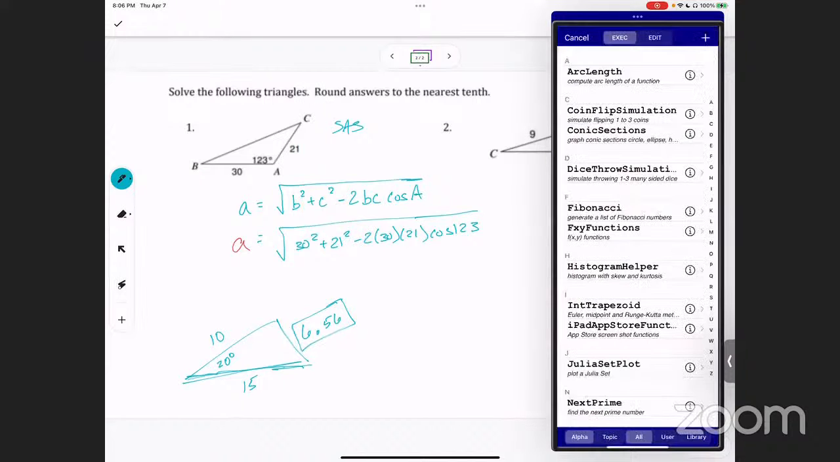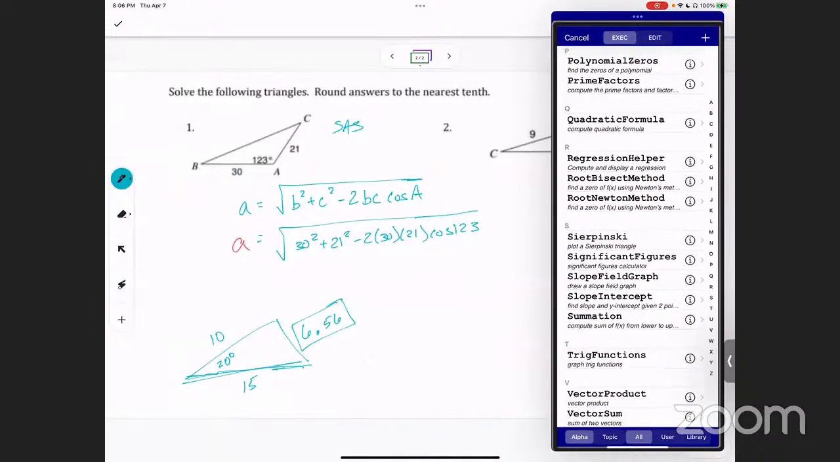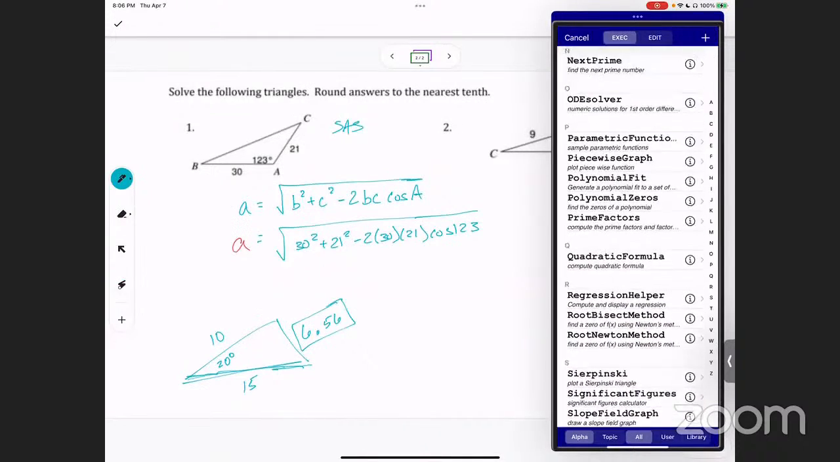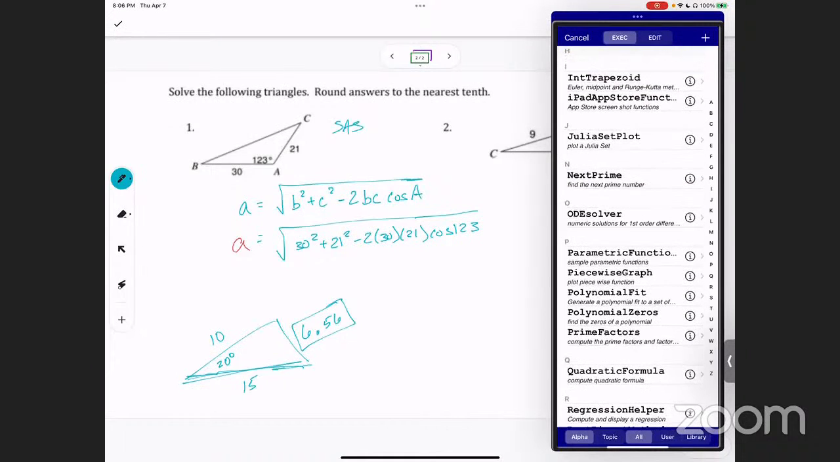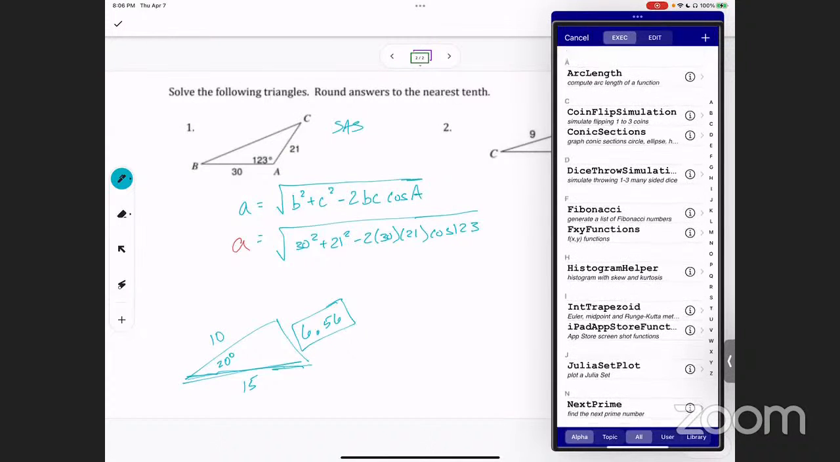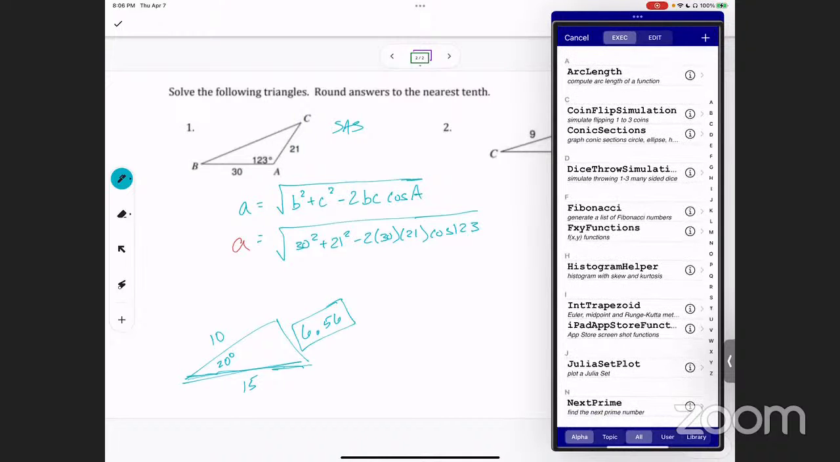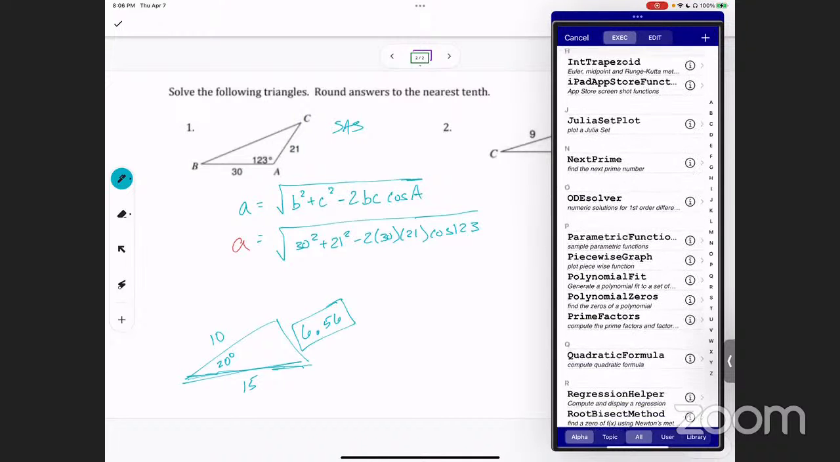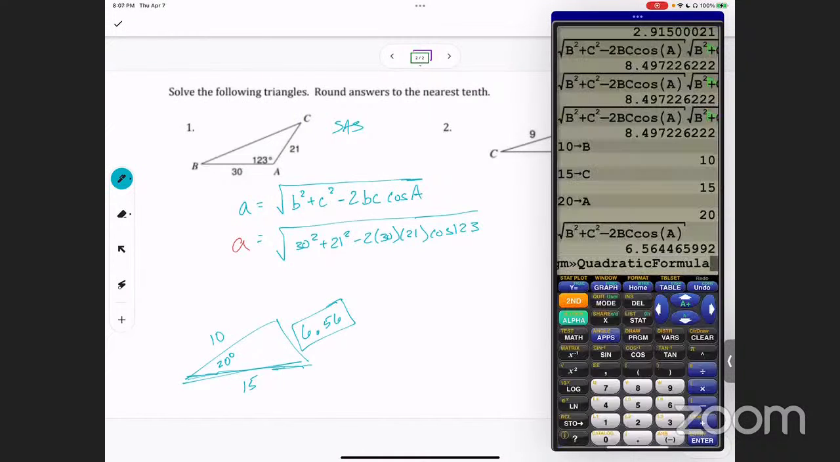See this program button? You can write a program for, in fact, it might even be in here. Law of cosines, law of sines. Let's see. This has a quadratic formula in here, but it doesn't have law of cosines or law of sines. But you could create one. I'm not going to spend time showing you, but here's the quadratic formula one.